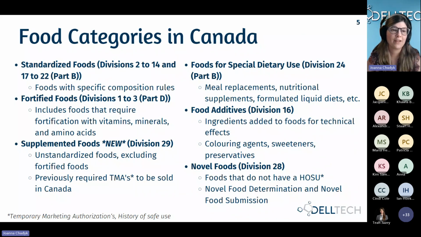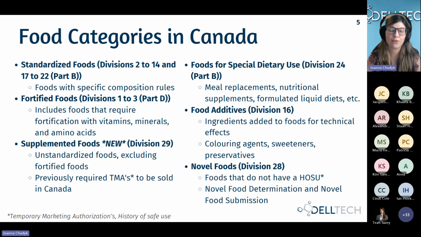So next, let's jump into the different food categories. Now, this doesn't cover all of the different food categories that exist in Canada. I just wanted to focus on the ones that will be related to the frequently asked questions portion of this presentation. And we'll start off with standardized foods.